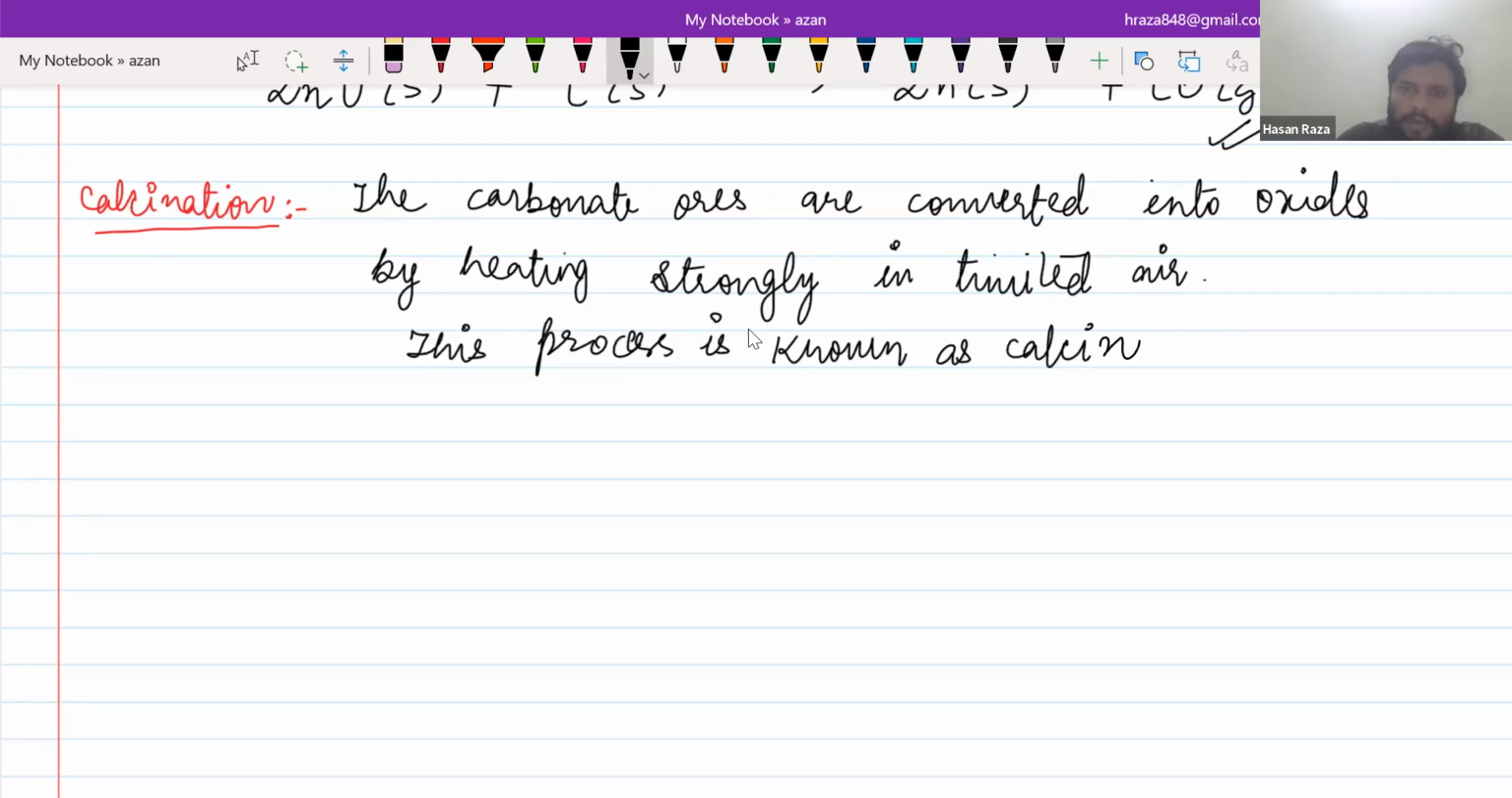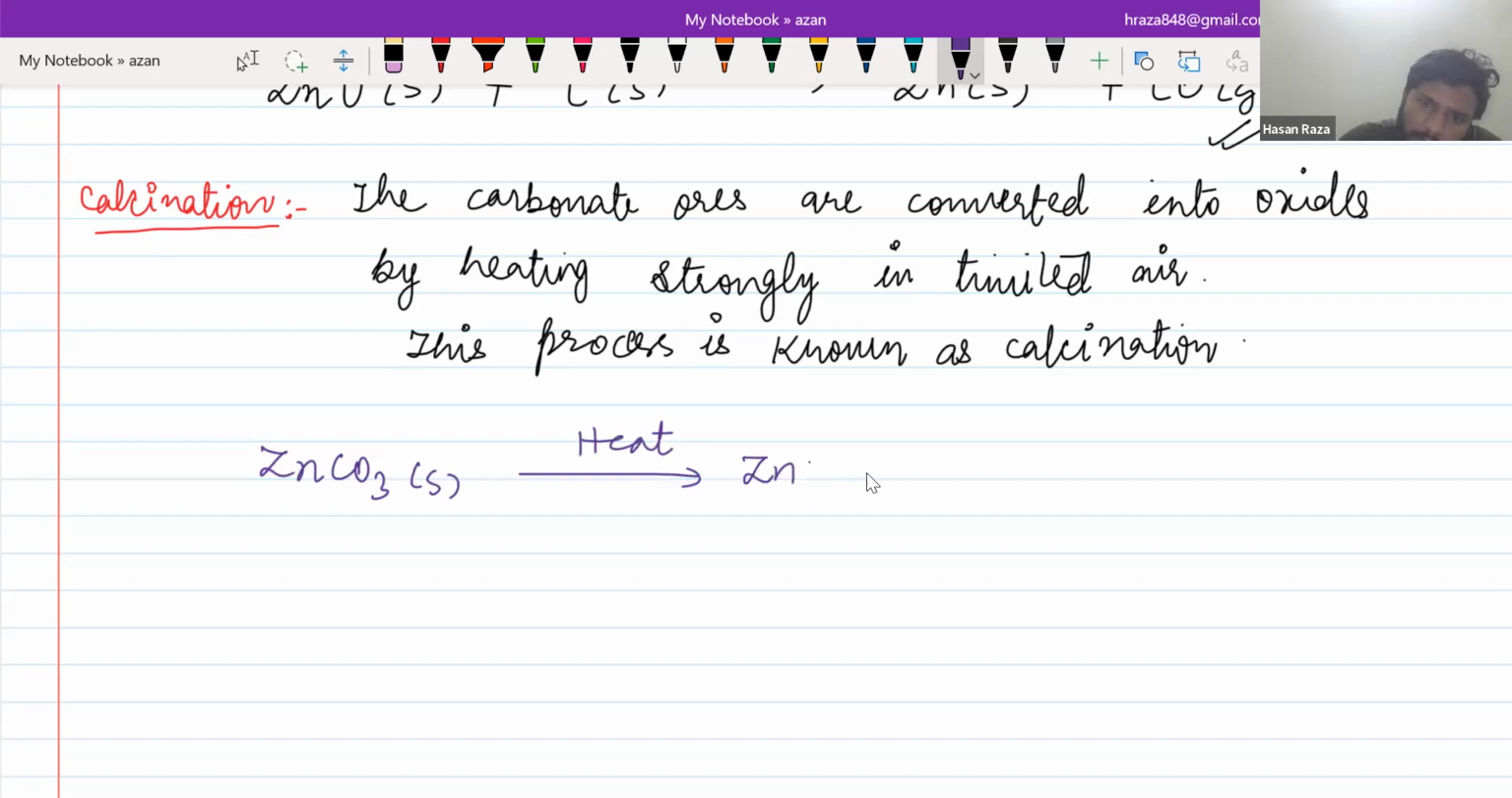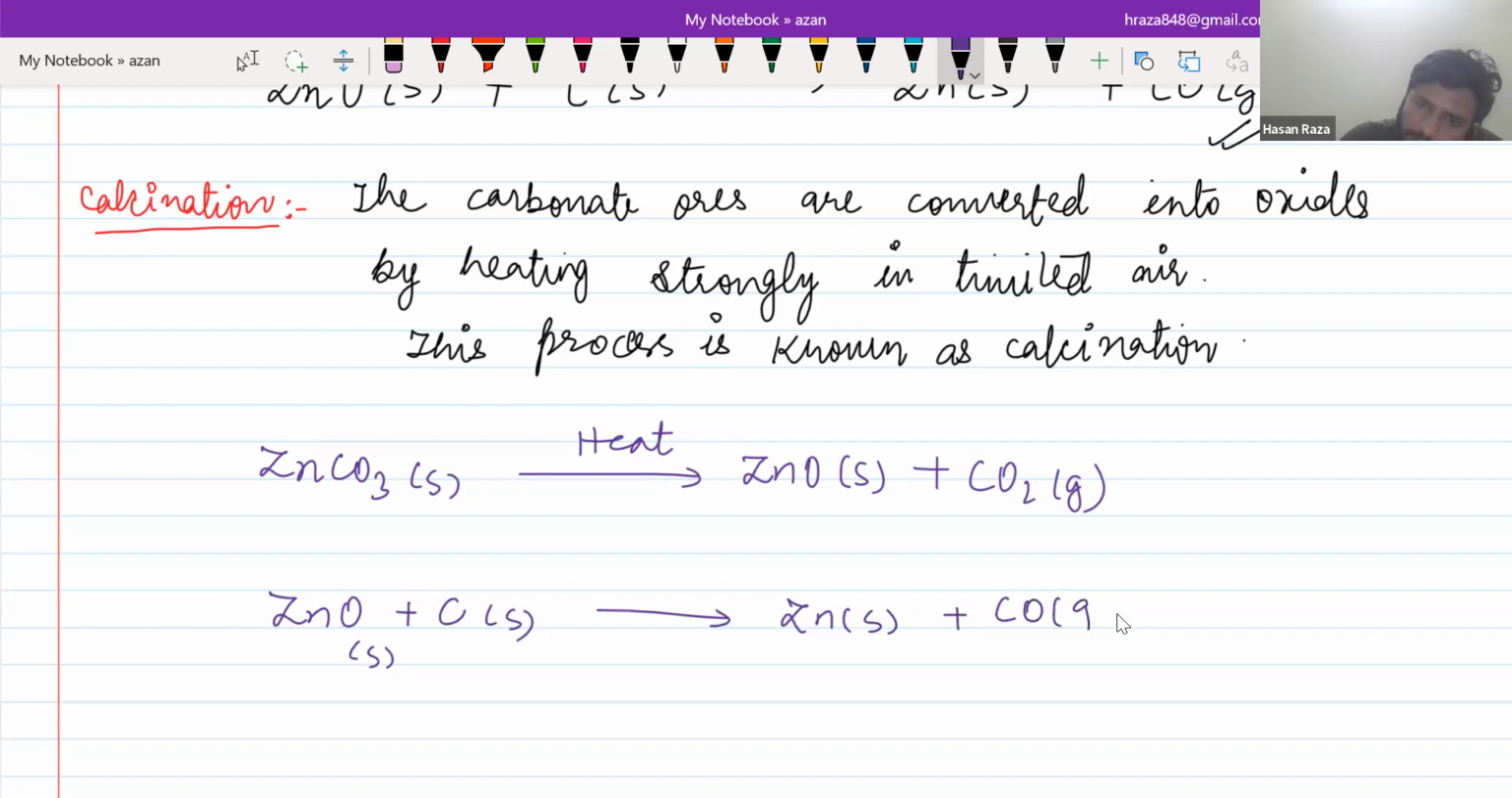Also, you can take an example like zinc, which exists as ZnCO3. You just need to heat it in the presence of limited air and you will get zinc oxide. And then again, you use a suitable reducing agent like carbon, and you will get your metal zinc in solid form, and carbon dioxide, carbon monoxide.